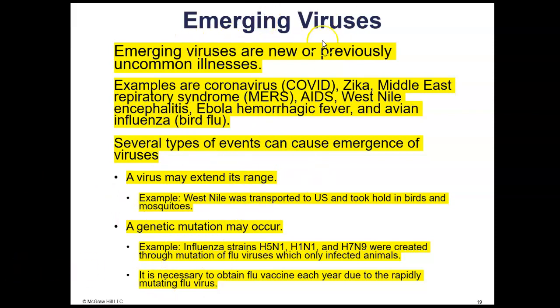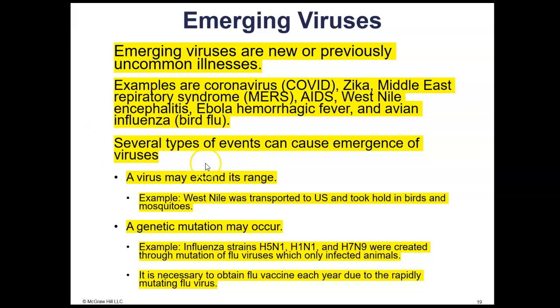Now, you've probably heard the term emerging viruses before. Emerging viruses are new or previously uncommon illnesses. So of course, the most famous one at this point in history is COVID, which is caused by coronavirus. Then there's the Zika virus, there's Middle East Respiratory Syndrome or MERS, there's AIDS, West Nile encephalitis, Ebola, which is hemorrhagic fever, which is fever with bleeding, hemorrhaging. And then there's avian influenza or bird flu.